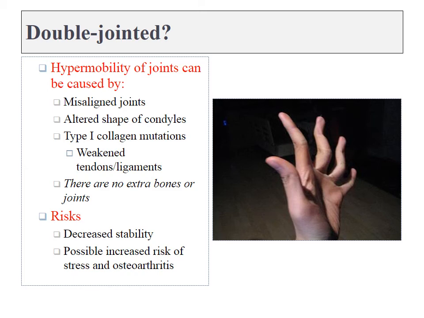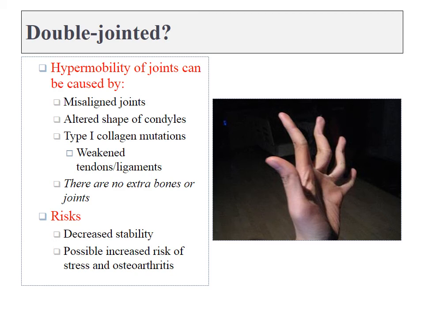Some people are said to be double jointed. A more technical term would be hypermobility of the joints. They have the same number of joints. They don't have double the number of joints. It's just that their joints are a lot more mobile than the average person's joints. This extra mobility increases the risk of both stress and damage to these joints, which can lead to osteoarthritis later in life.